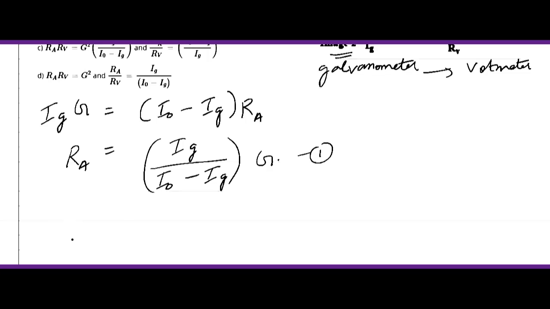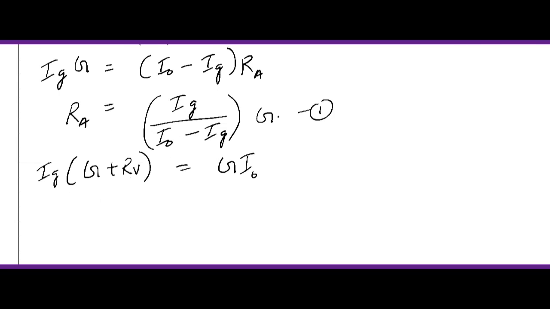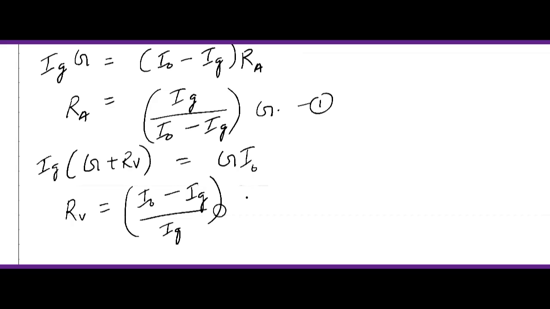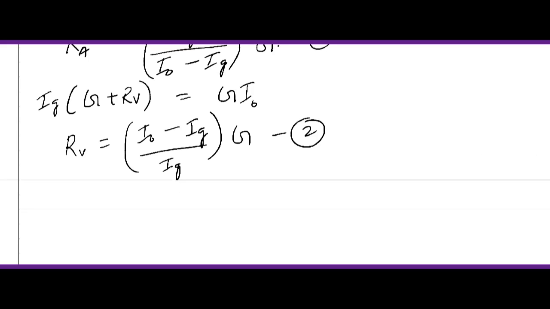Similarly, when the galvanometer is used as a voltmeter, because both are in series combination, we get Ig times (G plus Rv), where Rv is the resistance of the voltmeter, is equal to V. Rearranging for Rv, we get Rv is equal to (I0 minus Ig) divided by Ig, the whole multiplied by G. Let us mark this as equation number 2. So we have two equations.